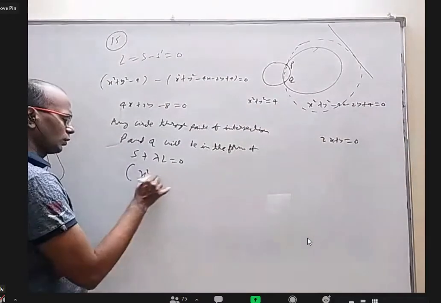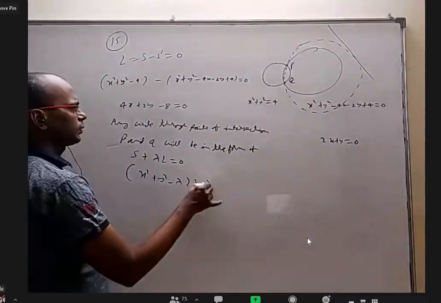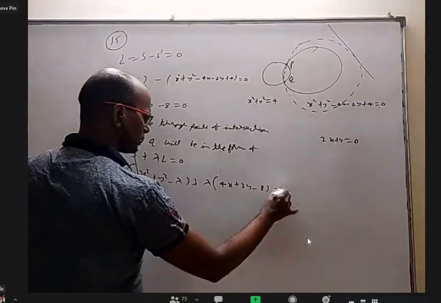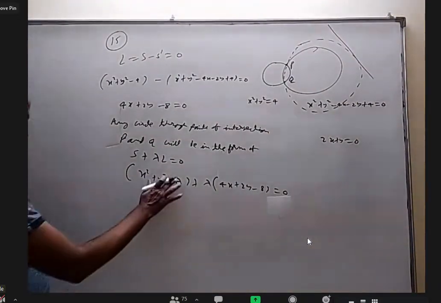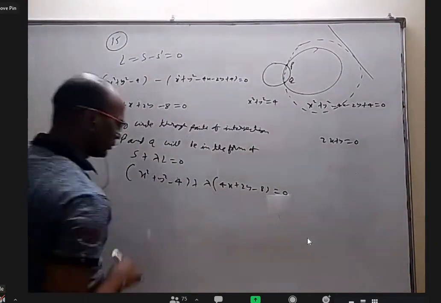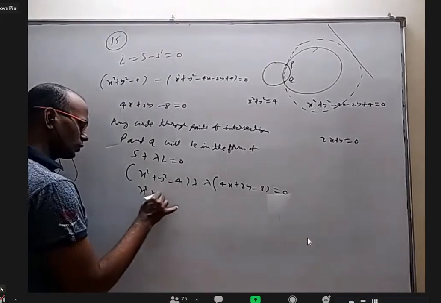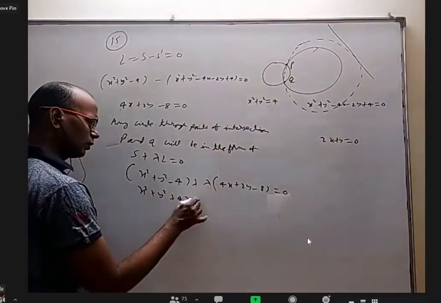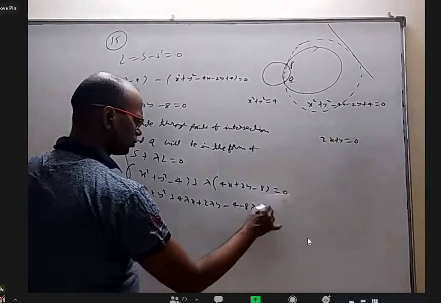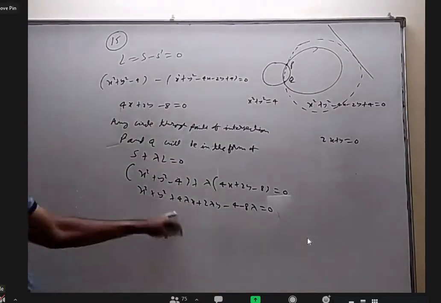So x square plus y square minus 4 plus lambda times 4x plus 2y minus 8 equal to 0. If I wanted, I would have divided with 2 or something, but let it be. So x square plus y square plus 4 lambda x plus 2 lambda y minus 4 minus 8 lambda equal to 0. This circle should touch this line.